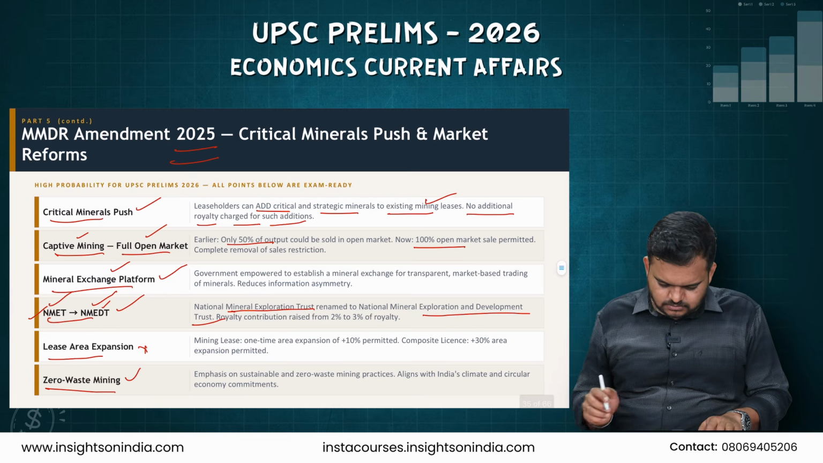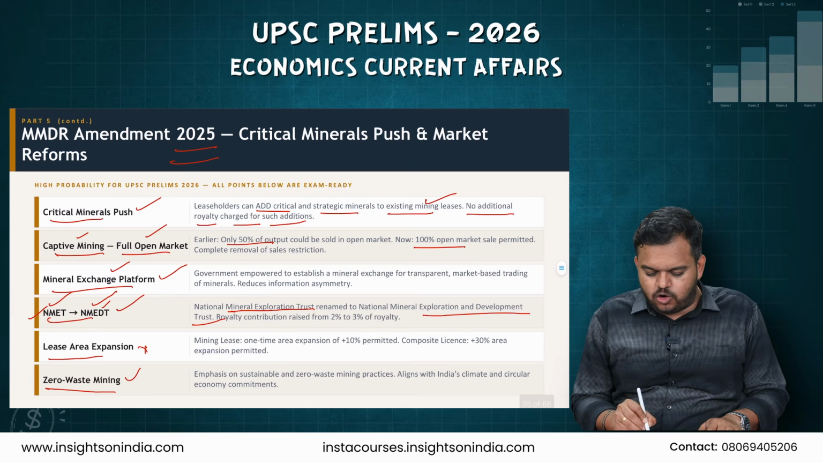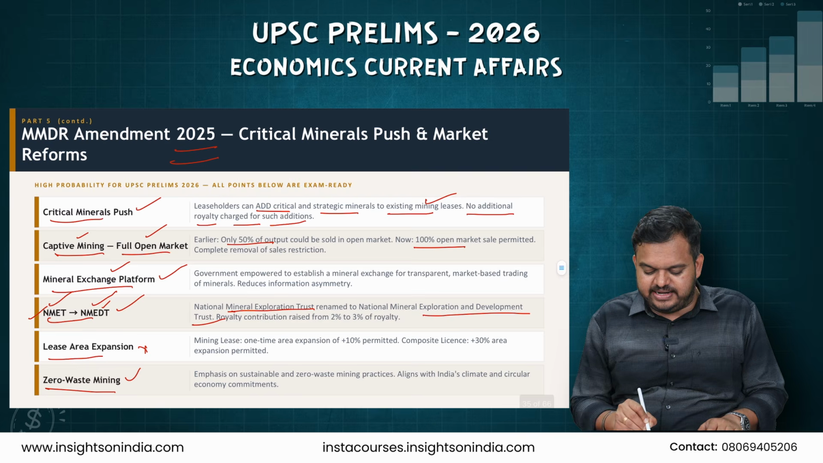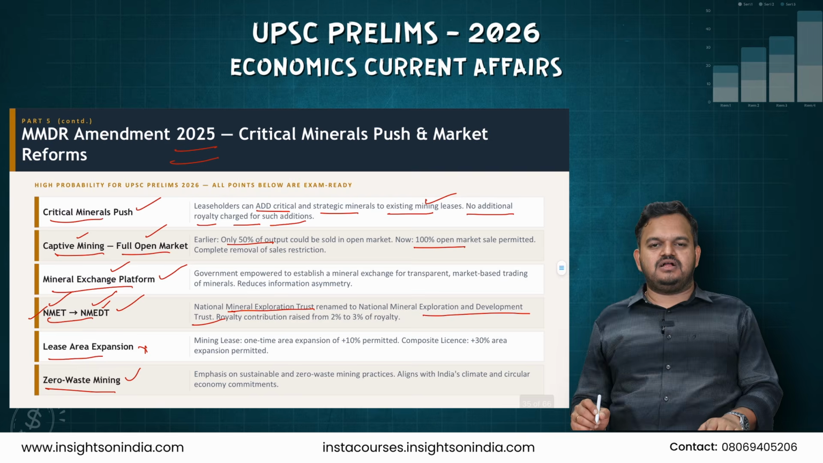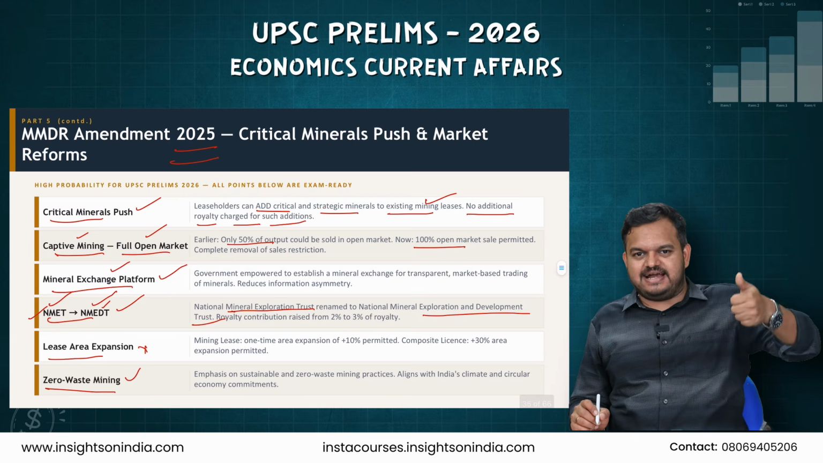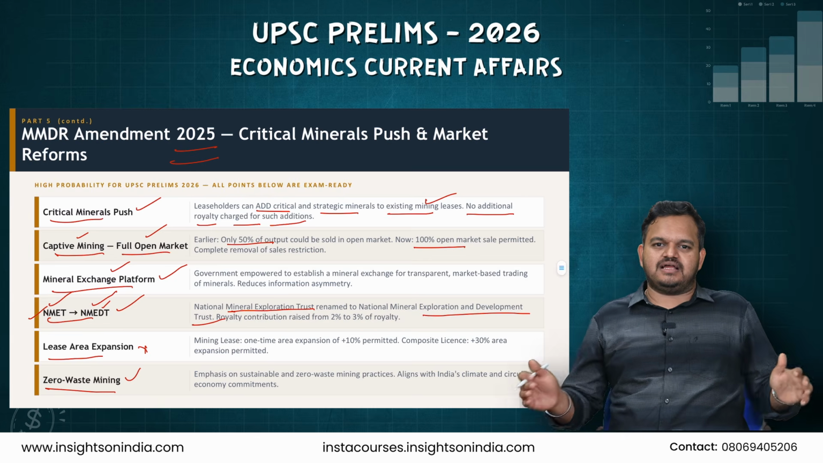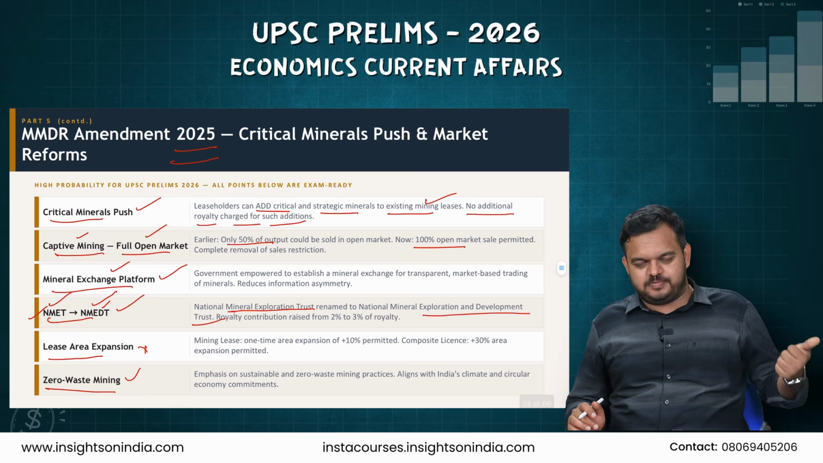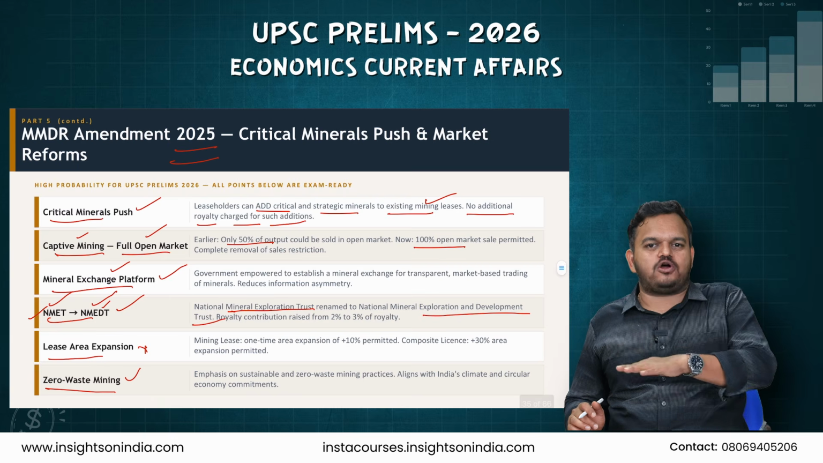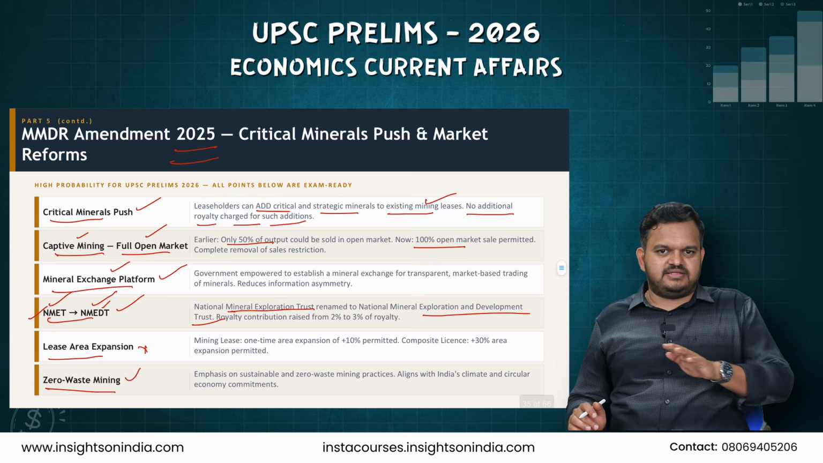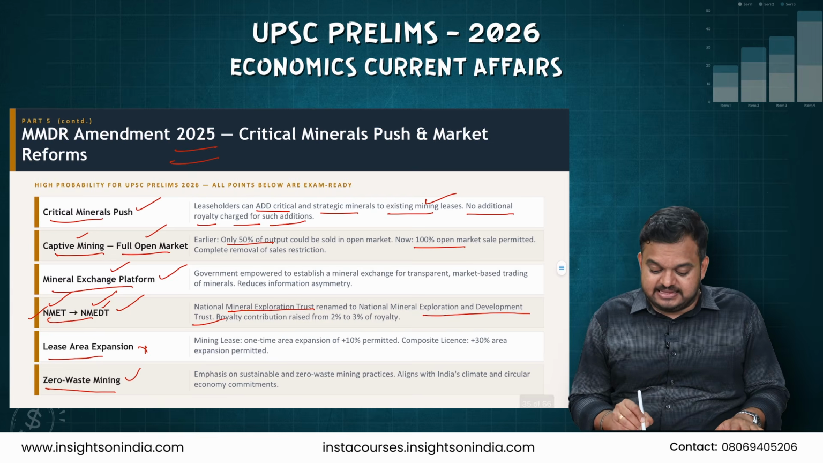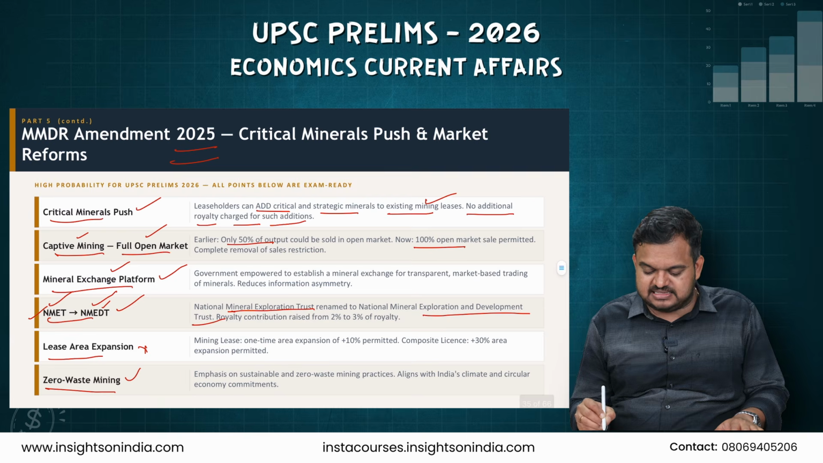What are the recent amendments? Critical minerals push means what? Leaseholders can add critical and strategic minerals to existing mining leases. No additional royalty is charged for such additions. That means there is already a mining lease granted to a company, so they are conducting mining. Accidentally or maybe purposefully, they found certain critical mineral deposits, right? Again, to extract those minerals, the mining companies do not have to pay extra royalty. They do not have to apply for an extra license, and do not have to pay any extra royalty. That's what it means. They can add critical and strategic minerals to existing mining leases.